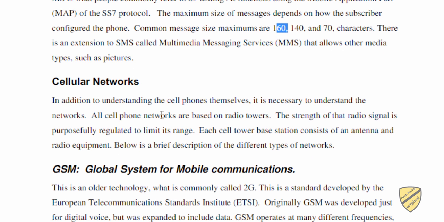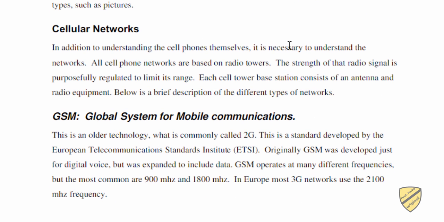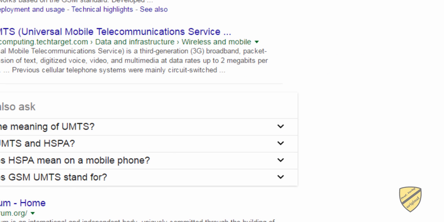Alright, cellular networks. So these are how cell phones communicate. The strength of the radio signal is purposely regulated to limit its range. Each cell tower consists of an antenna and radio equipment. Right, and then there is a way to look up different cell towers where you're at. Let me see if I can find that. I'm going to pause it for one moment.